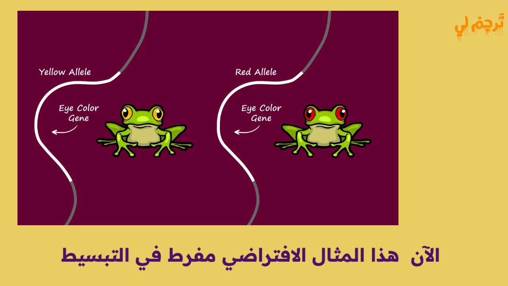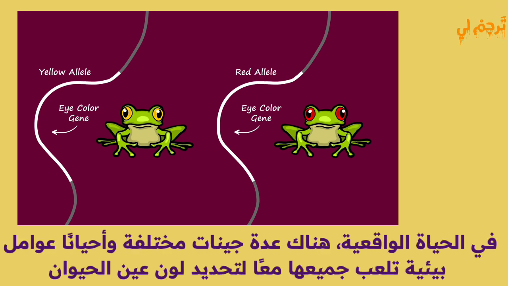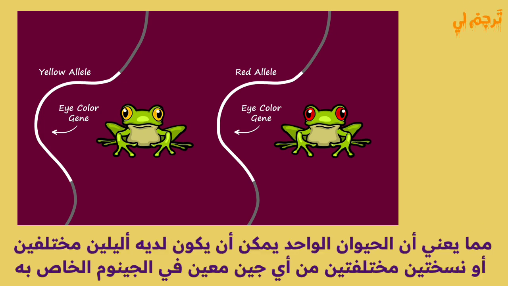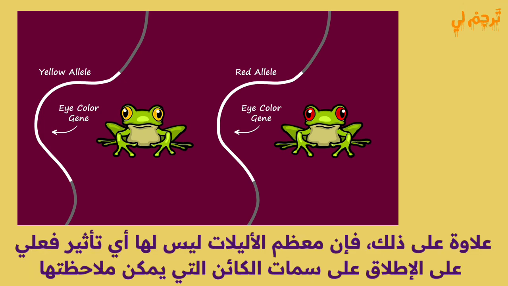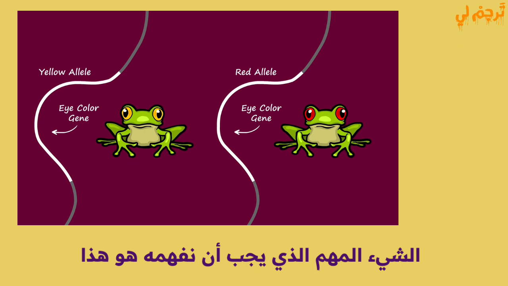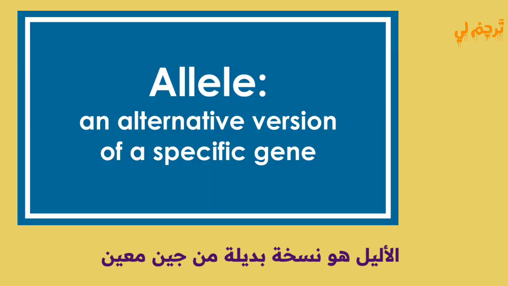Now, this hypothetical example is overly simplistic. In real life, there are multiple different genes and sometimes environmental factors that all play together to determine an animal's eye color. Also, most animals have two copies of their own DNA, meaning that a single animal can actually have two different alleles, or two different versions of any given gene, in its own genome. Furthermore, most alleles don't have any actual effect at all on a creature's observable traits, but don't worry about any of these technicalities for now. The important thing to understand is this: an allele is an alternative version of a specific gene.